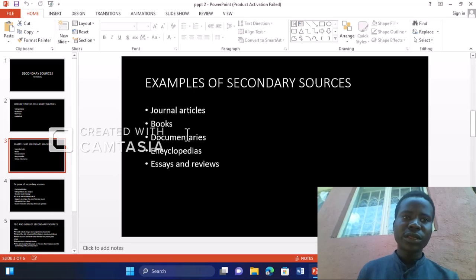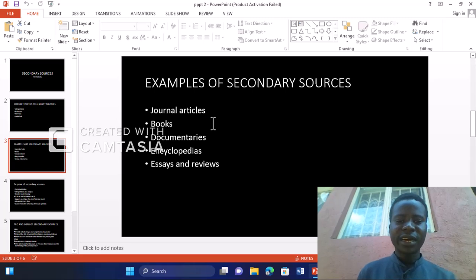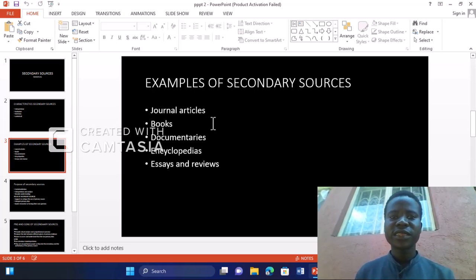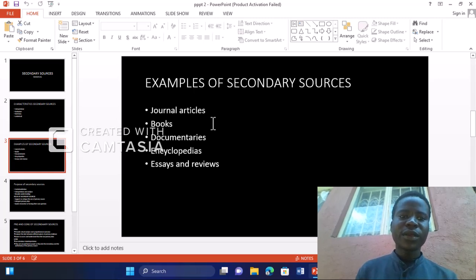Then the books I'm talking about, like history books which analyze a specific historical period or events, like books discussing the causes of World War II or World War I. Those are the books I mean. And documentary means the films or videos that tell the story of historical events or individuals based on archival materials or interviews.